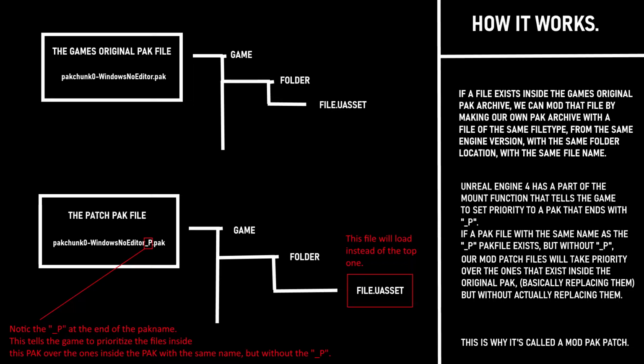Let's go over to the right hand side of this picture, and I will read this chunk of text here for you. If a file exists inside the game's original pack archive, we can mod that file by making our own pack archive with a file of the same file type from the same engine version with the same folder location and with the same file name. So it's just like loose file modding, but inside of a pack.